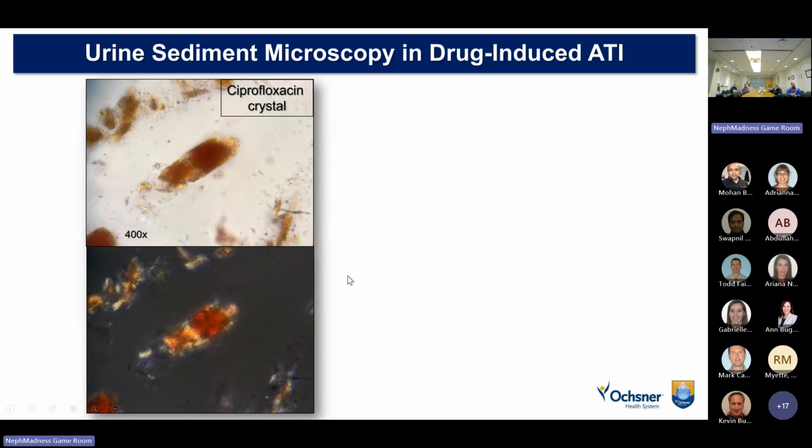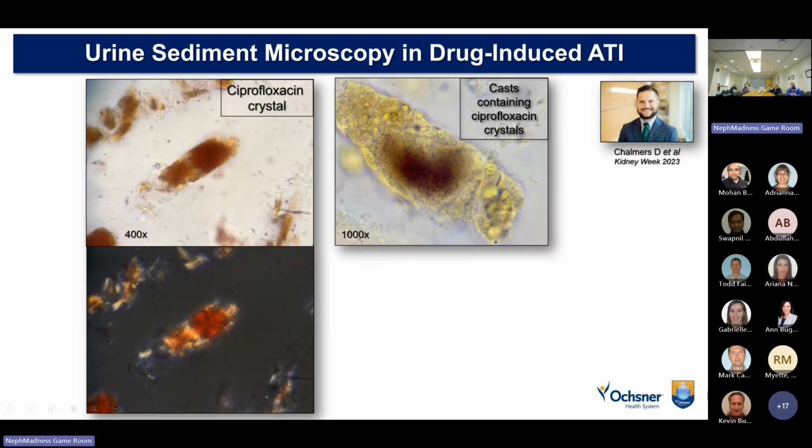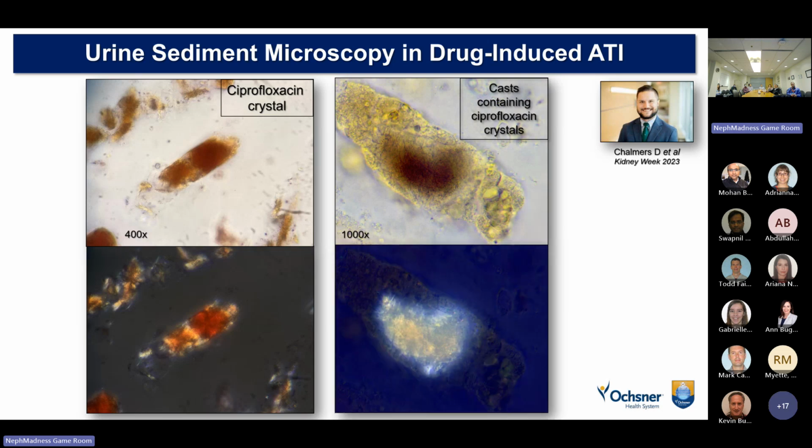And this is an example of a case where you can look at the crystal and be confused with a muddy brown granular cast. Only when you put on the polarized light do you realize that you're in front of a crystal. And this is another example, a cast where in the middle you see this brownish material that you don't recognize until you put on polarized light, and it's really evident that there's some crystalline structure embedded in the cast. This is work by Dustin Chalmers, who was a medical student in our team at that time.